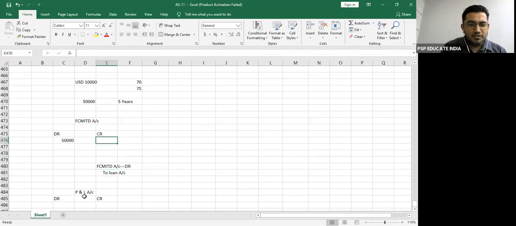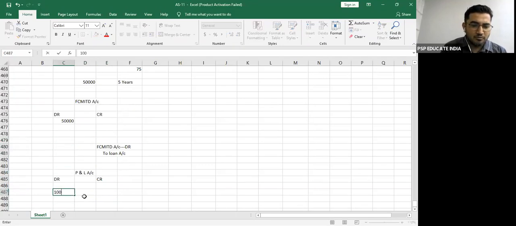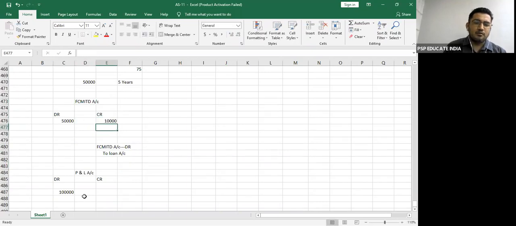Now 10,000 you will transfer every year to the profit and loss account. So your entry will be profit and loss account will be debited by 10,000 and FCMI TD account will be credited by 10,000, which means at the end of the first year, how much is your balance in the FCMI TD account? 10,000 on the credit side. Sorry, 40,000 will be your closing balance in the FCMI TD account. Are you getting it? I hope this is now clear to you.